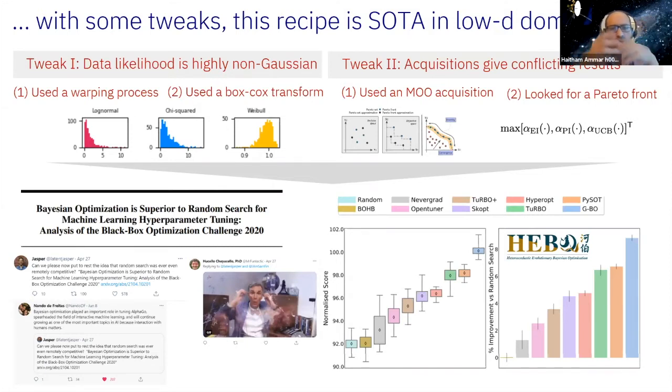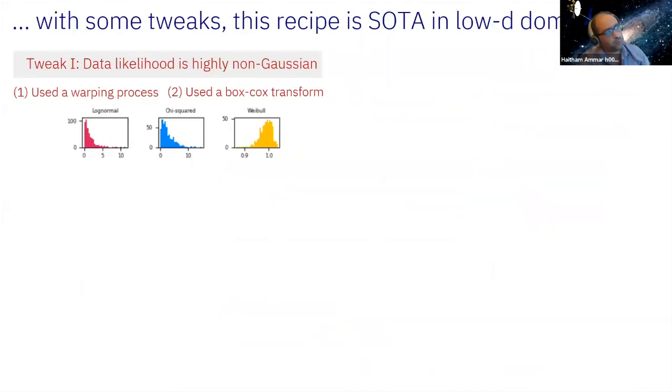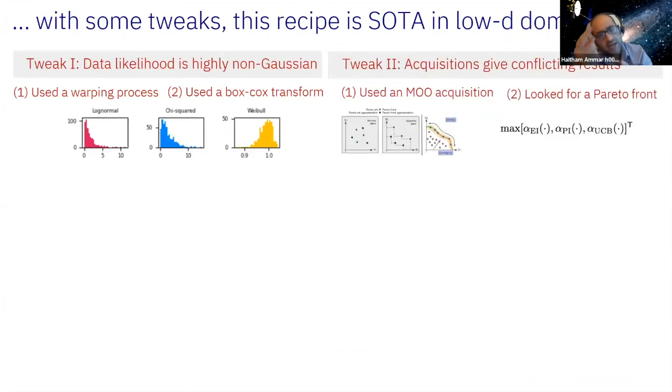And this was a competition organized by Twitter, Facebook, Valohai and 4Paradigm. And it was a relatively large competition. And we were able to win that competition by making two tweaks to this framework I described here, whereby we were smart about the choice of likelihoods we would like to have. So we didn't assume Gaussian likelihoods, we assumed non-Gaussian likelihoods. And also, we didn't choose one acquisition, we chose a multi-objective acquisition because we realized that different objectives give us conflicting results.